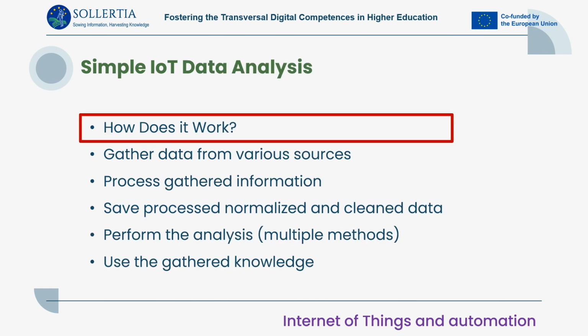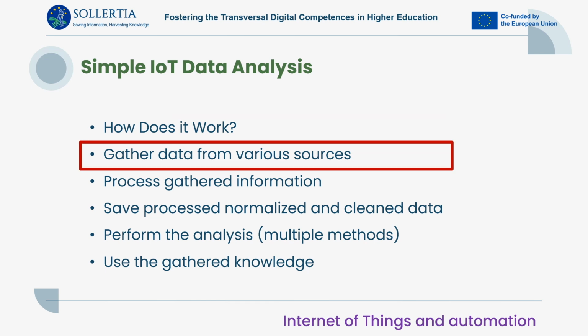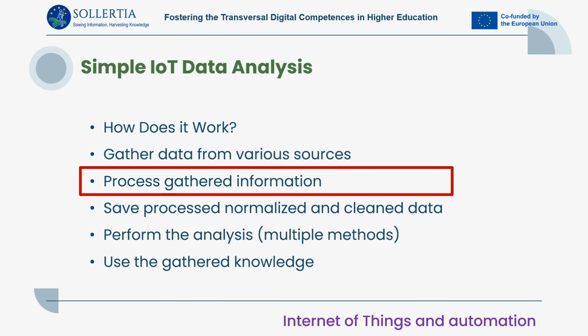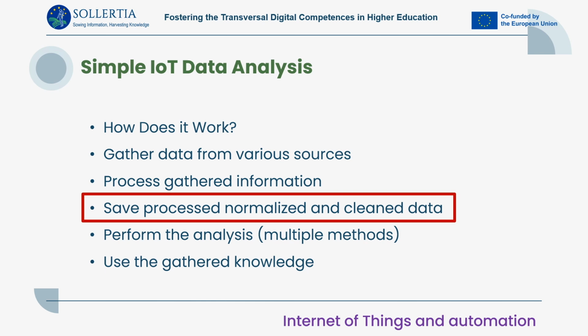Simple IoT data analysis. So how does it work? First, we must gather the data from various sources. In our example, these are the IoT devices. Then we process the gathered information, eliminating all problematic data and also dealing with missing data. Save processed, normalized, and cleaned data.